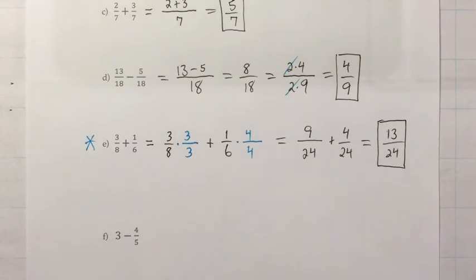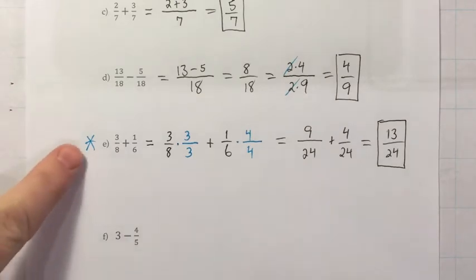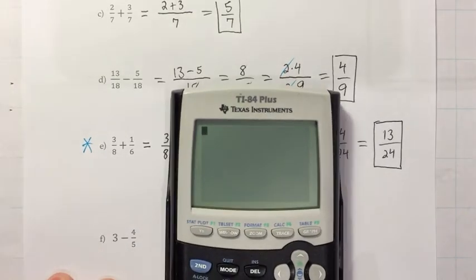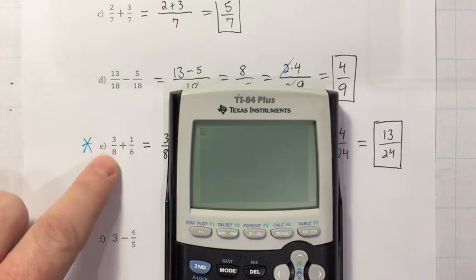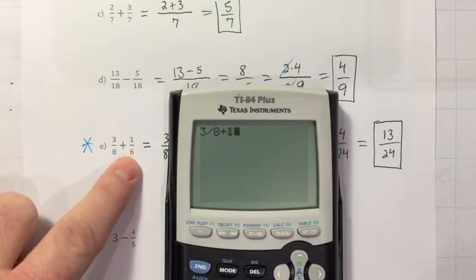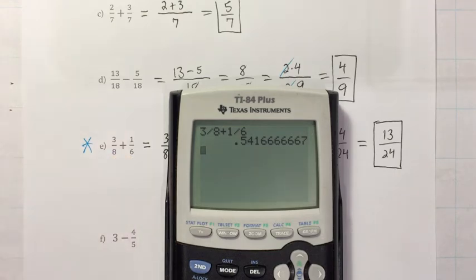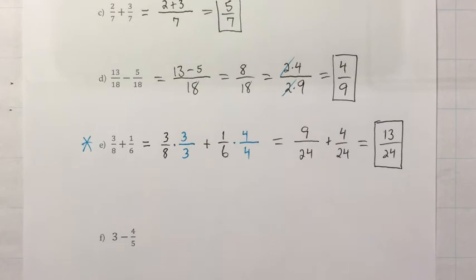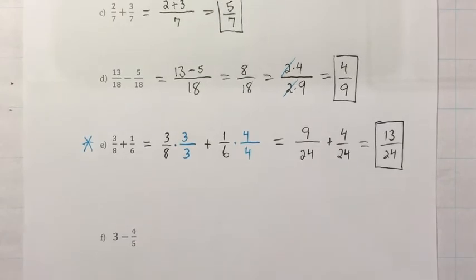All right, so I want to show you that a different way, but I also said I was going to check it with the calculator, so let's do that too. Go ahead and plop the calculator right into the middle here. And let's take the beginning part, 3/8 plus 1/6. We get 0.5416 repeating. And then my end answer, 13 over 24. Same thing. So it looks like that process worked. Where that process can be troubling is at the beginning I said think of a number that's divisible by both 8 and 6.